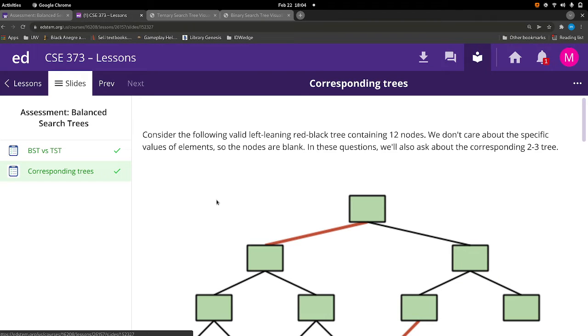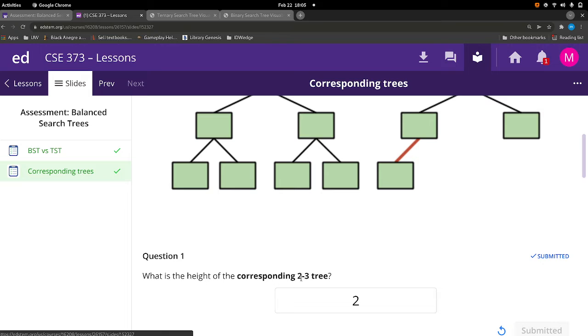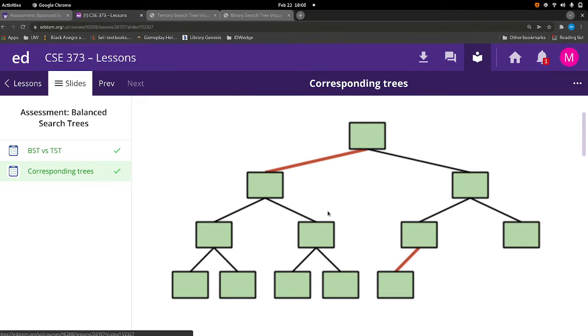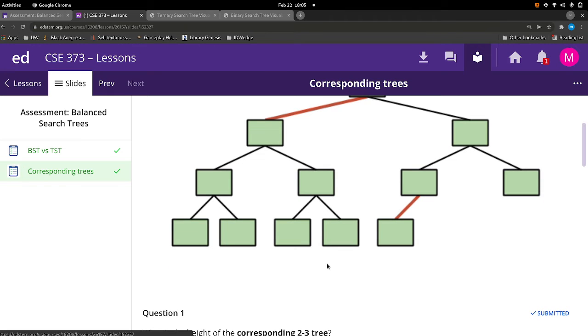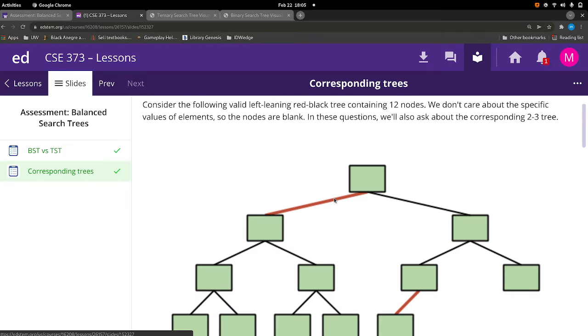Okay. So for this left-leaning red black tree, what is the height of the corresponding 2-3 tree? This can be found either by gluing it back together into a 2-3 tree by visualizing that, or you can just count the black links. So that's just going to have a height of 2. And at least how many values do you need to add to the corresponding 2-3 tree in order to cause a height increase? Okay, so visualizing the 2-3 tree.